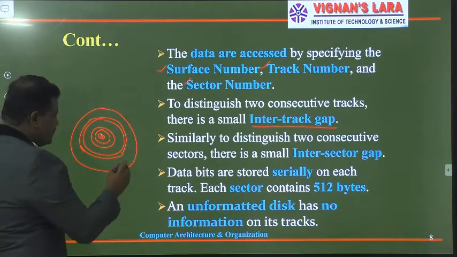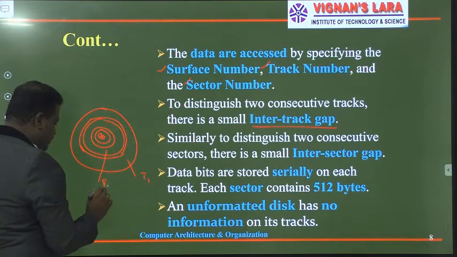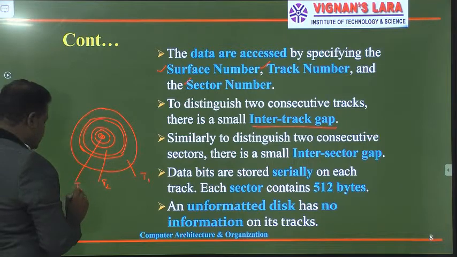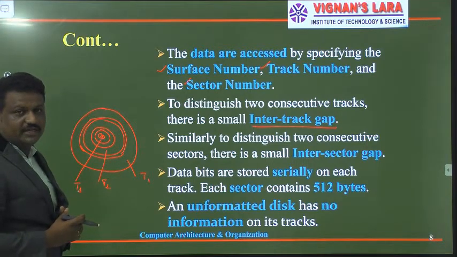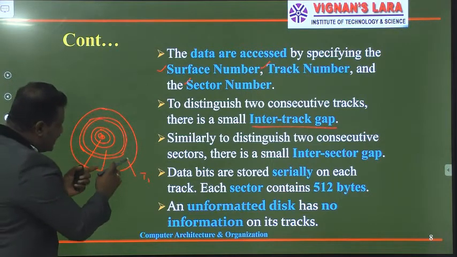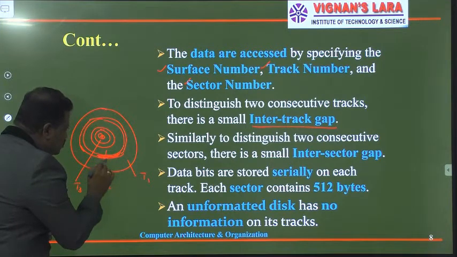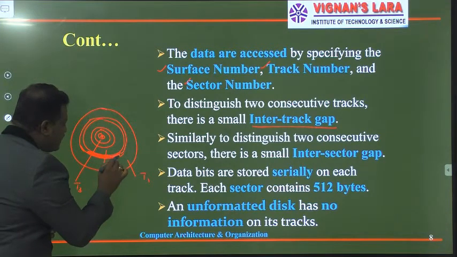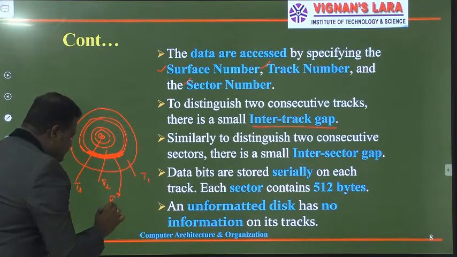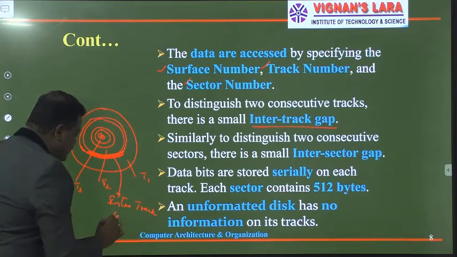This is track 1, I can call it T1. This is track 2, and assuming this is my track 3, I have a total of 3 tracks. To distinguish track 1 from track 2, there is a small gap between these two tracks. This small gap is what I call the inter-track gap.